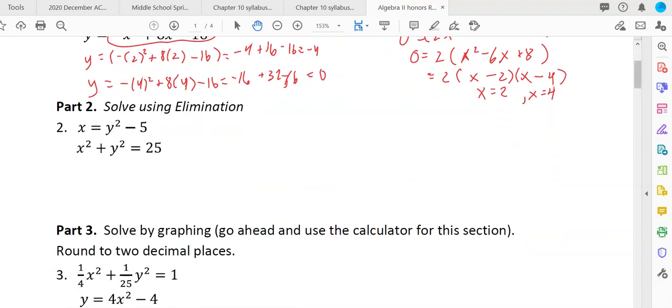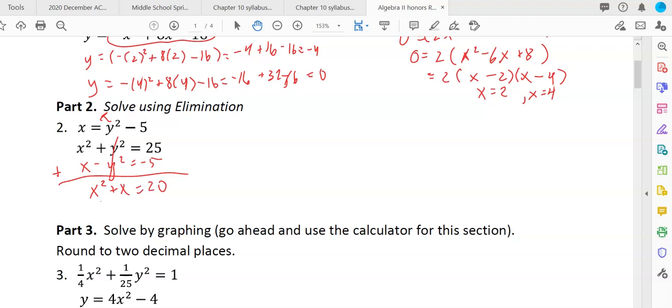Some of these eliminations, you definitely have to line them up, because it's not lined up at all. So I'm going to move this y squared over to the side by subtracting it. So I get x minus y squared equals negative 5. Now I'm going to use elimination. I'm just going to add, and the y squareds go away. I get x squared plus x equals 20.